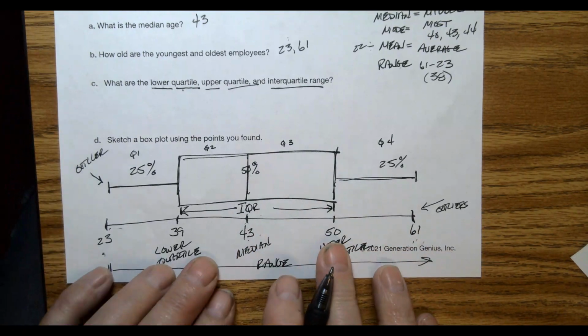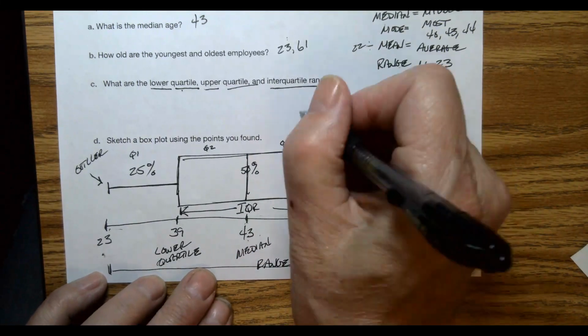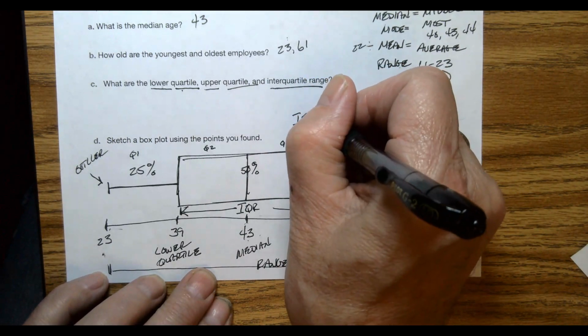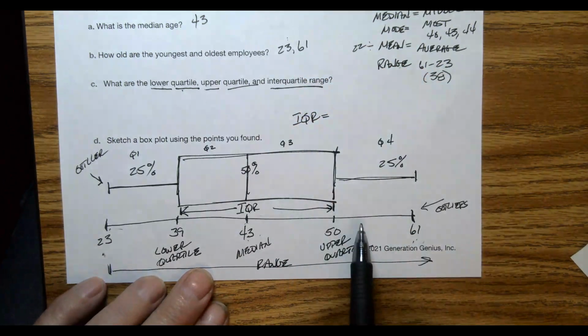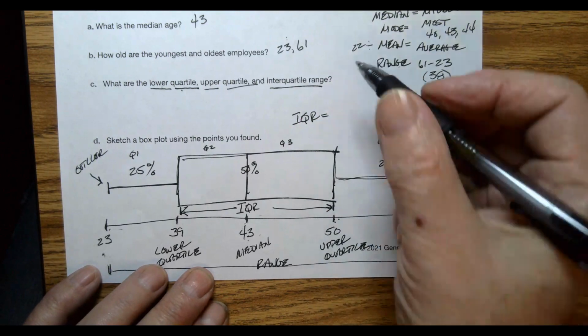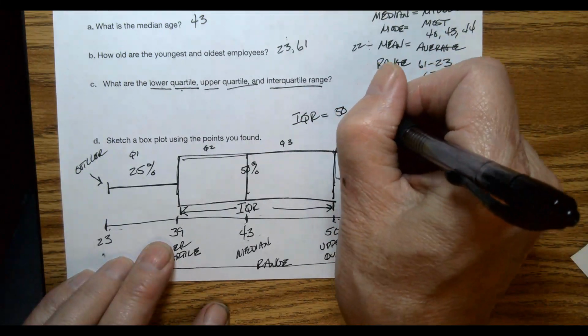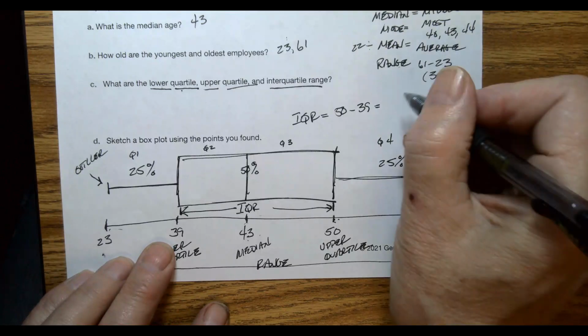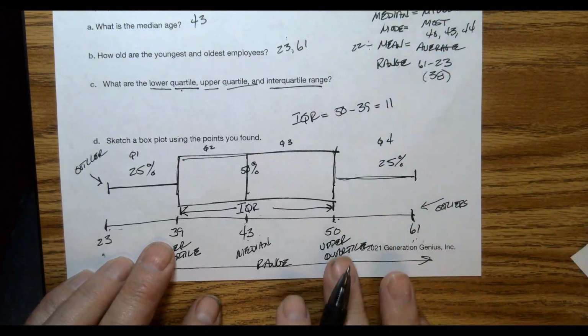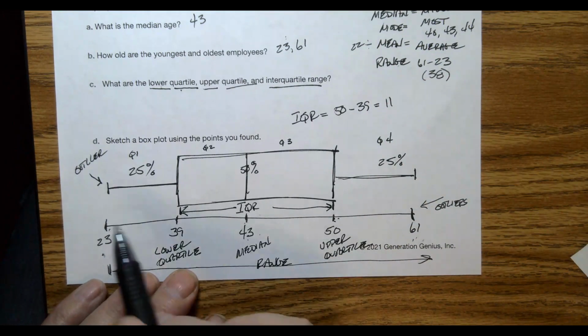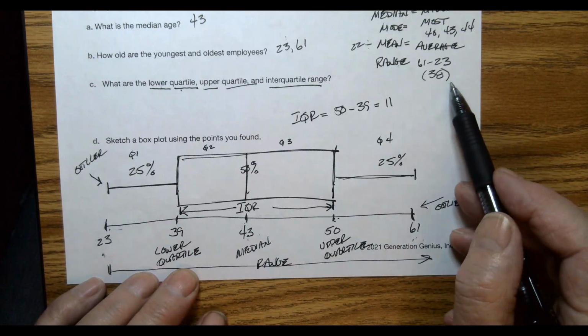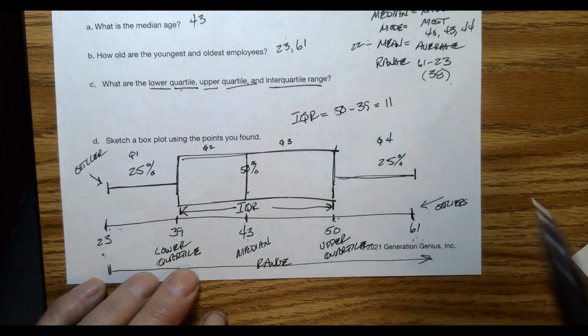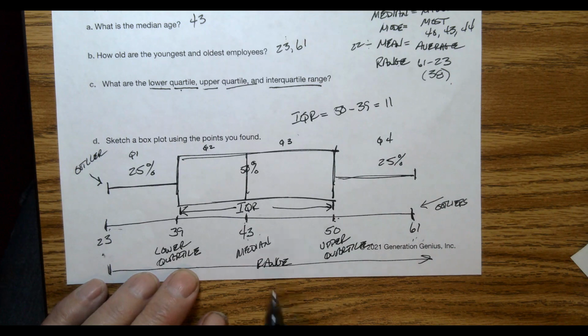Now to find the IQR, interquartile range, is to take this number 50 minus 39, which is 11. Okay, so my range for the whole data is 38. My interquartile range is 11. Okay, so this is what's called a box and whisker plot.